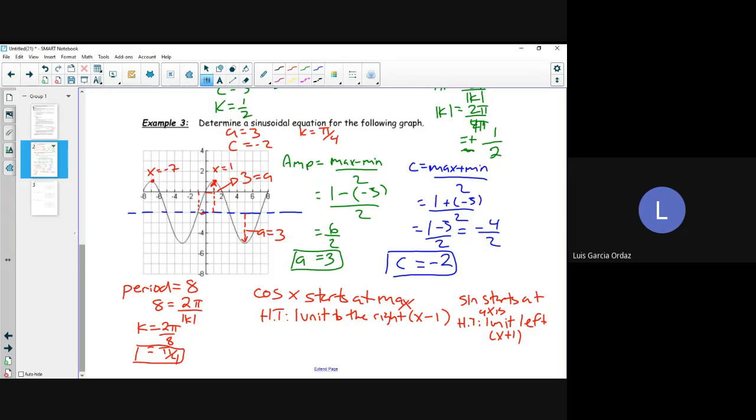So let's use our sine. We'll have y is equal to 3 times sine of pi over 4 times x plus 1, minus 2. Or if we wanted our cosine graph, we can write our cosine equation as well. It's y is equal to 3 cos of pi over 4 times x minus 1, minus 2.